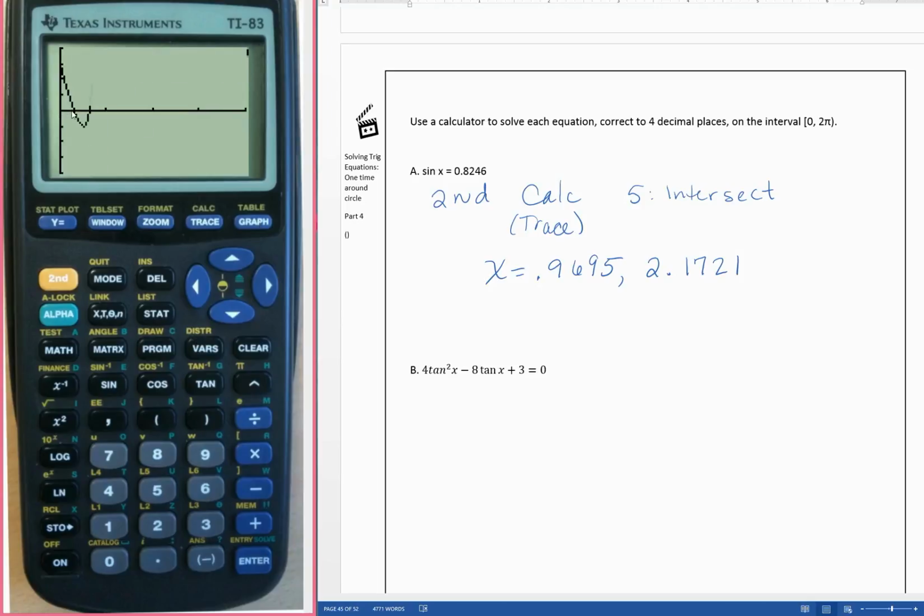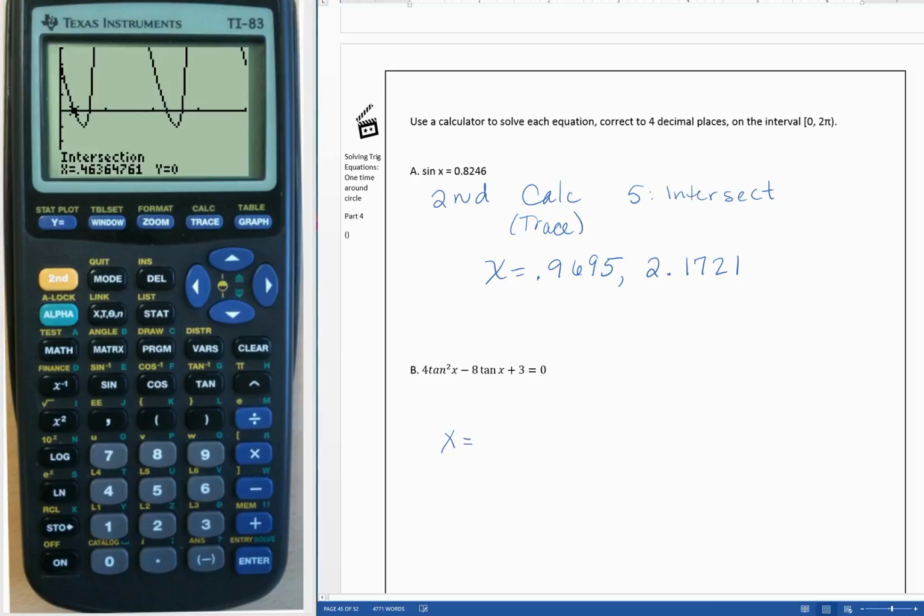And really, y equals 0 is the same as the x-axis. So we really want any places where this crosses the x-axis. And we see we're going to have 4 solutions here. 1, 2, 3, 4. So second calc, we can do intersect. Let's move it over. We'll go from left to right. Okay, there's our little guy. Okay, so we'll hit enter. It'll jump to the second curve. Enter, enter.